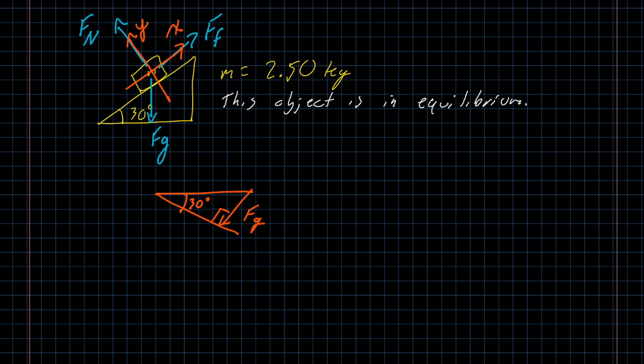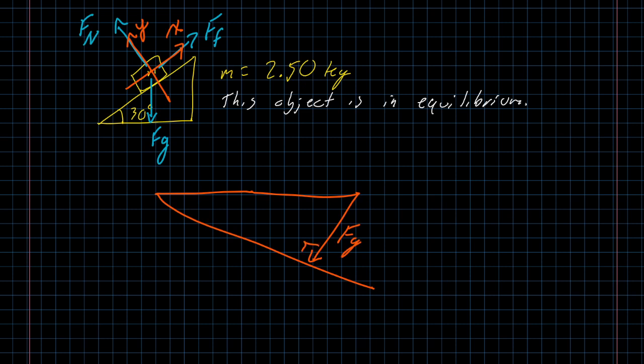I said I was going to draw this bigger, and then I realized I didn't actually draw this much any bigger. Let's try again making it bigger. Bigger is better. There we go. Force of gravity is now going off in this direction. I've got 30 degrees. This is my x-axis. This is my y-axis.